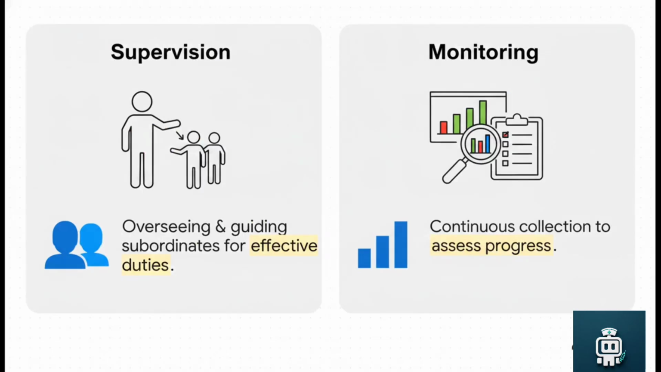Now, this next one is a trap people fall into all the time: mixing up supervision and monitoring. Think of it like this. Supervision is all about the people. You are physically overseeing and guiding your team to make sure their duties are done correctly and efficiently. Monitoring, though, that's about the program. It's the continuous, systematic gathering of data to check on how a program is progressing. Simply put, supervision watches the who, while monitoring tracks the what.